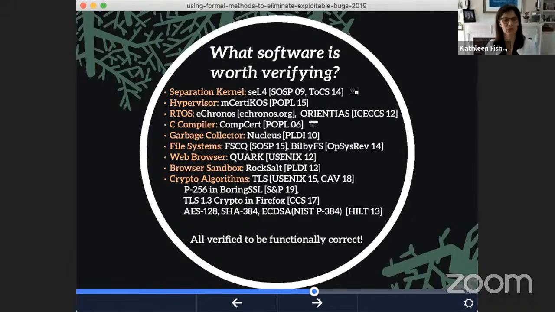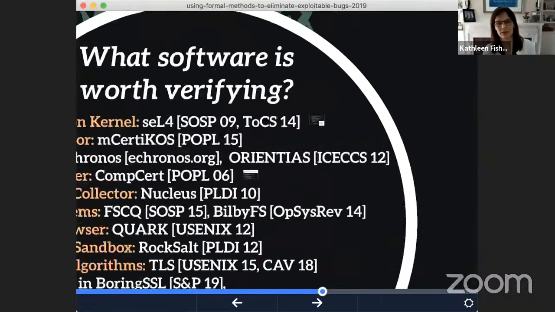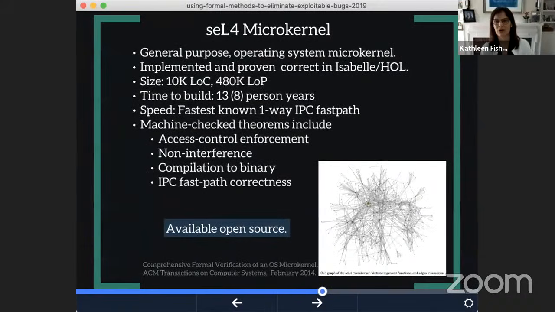They may not be as fully featured as the state of the art, but they are featured enough to be able to do a lot of good work. So I just want to highlight two specific examples. The first is the seL4 microkernel.